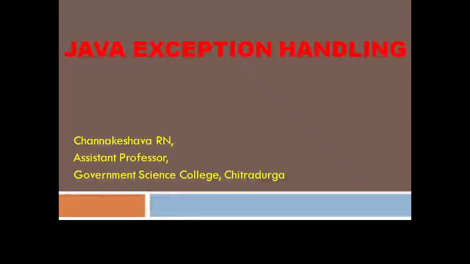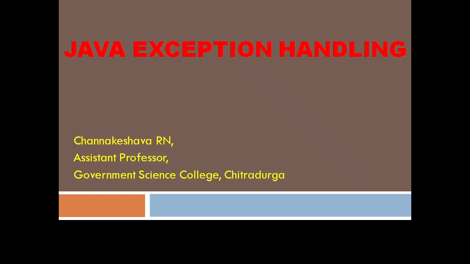Welcome students. In this session we are going to learn about Java exception handling. Exception handling is a concept which handles runtime errors of Java. A program, if it is written wrongly, may have spelling errors or syntax errors, such as commas or semicolons missing. So they will be detected during the compilation.